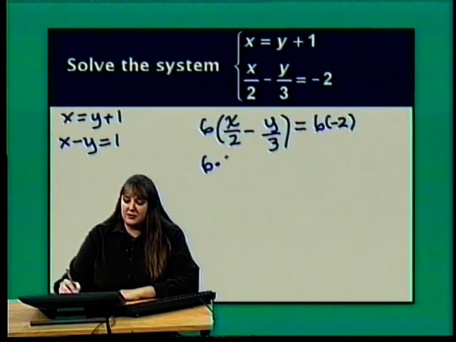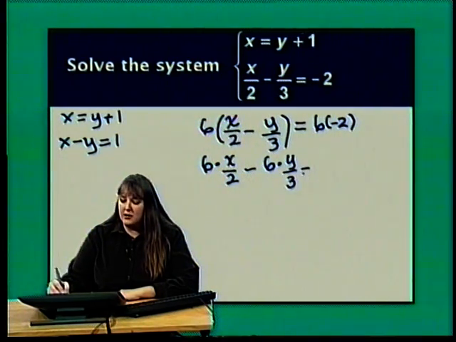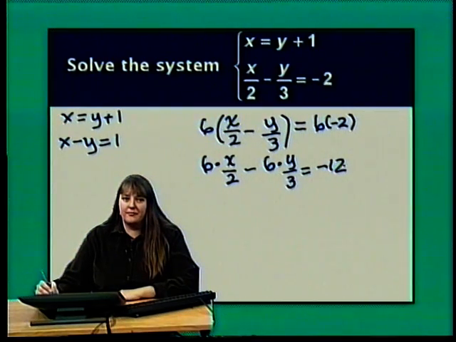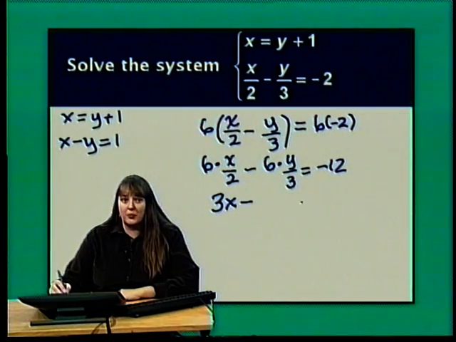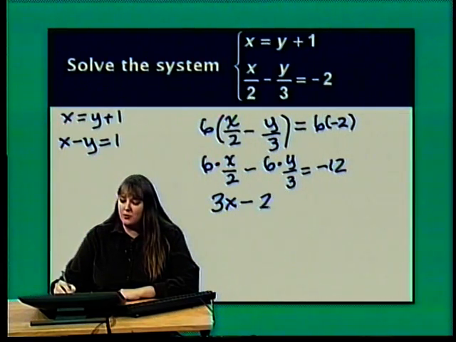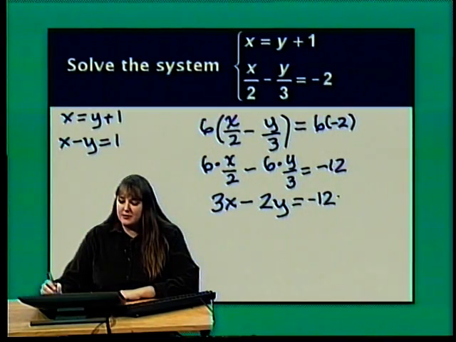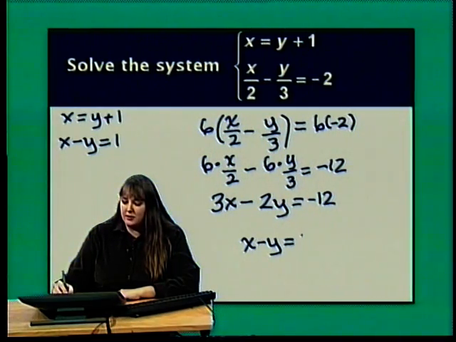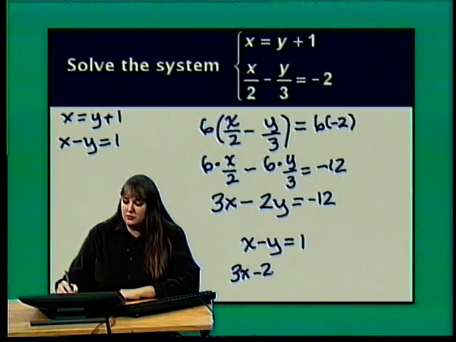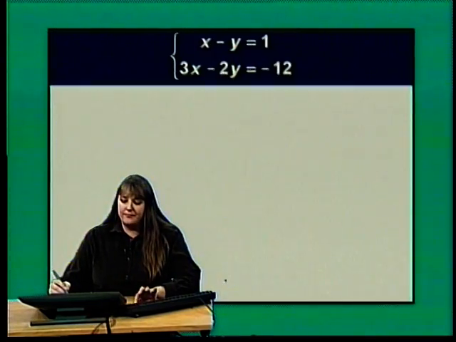So I have 6 times x over 2 minus 6 times y over 3 equals negative 12. 2 goes into 6 3 times, so I have 3x, minus 3 goes into 6 2 times, so I have 2y, equals negative 12. So now the system that I have to work with is my first equation rewritten in standard form, x minus y equals 1, and my second equation with the fractions cleared, 3x minus 2y equals negative 12. Let's solve this system.